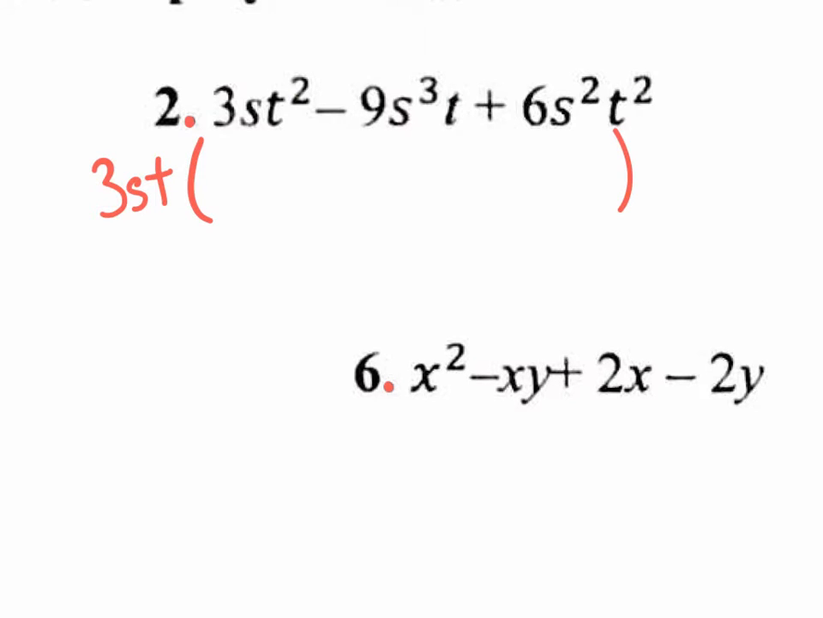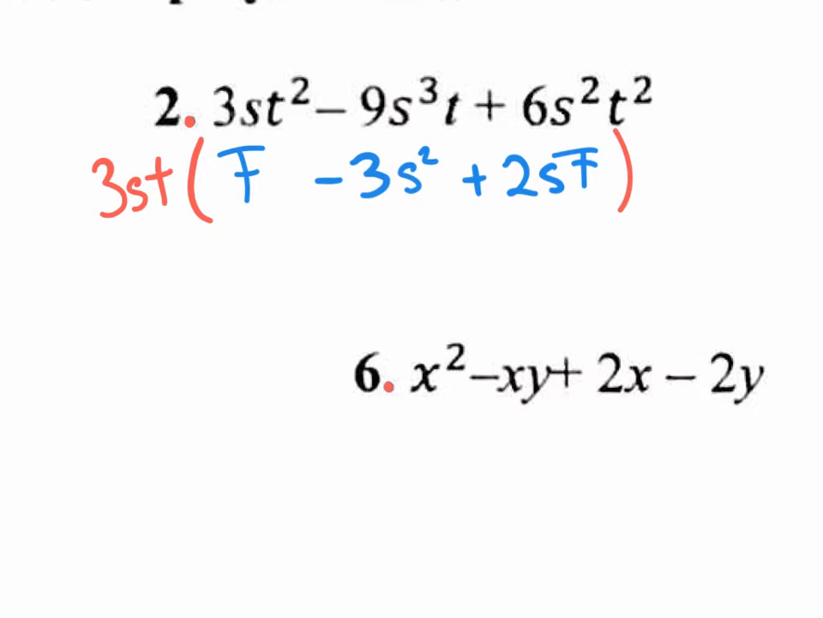What's going to be left? If you say 3ST times what takes you back to here, what's missing? T. The T. That's a T right there. And then when I go 3ST times what will take me back to here? 3S. Minus 3S squared. And the last one, 3ST times what takes you back to that last one? 2S and a T. Okay, cool. And there's nothing else to do in the parentheses.